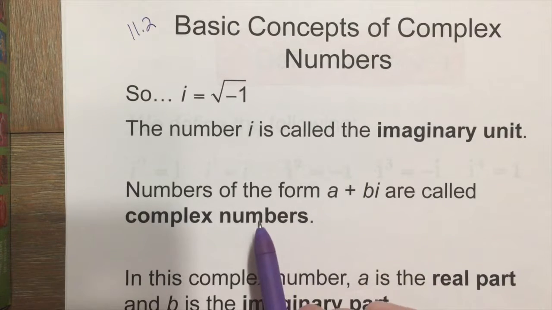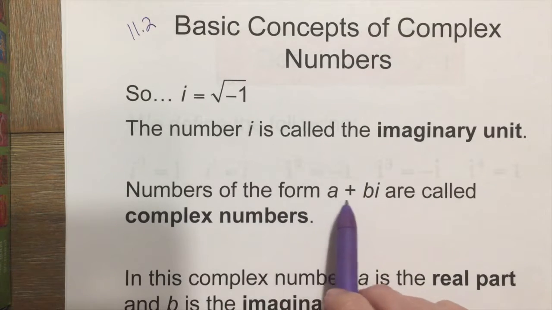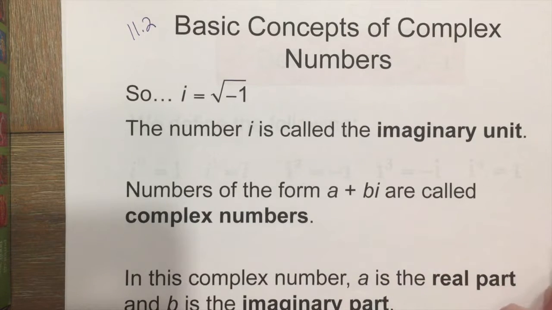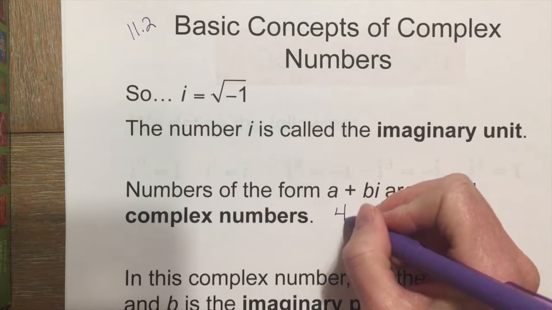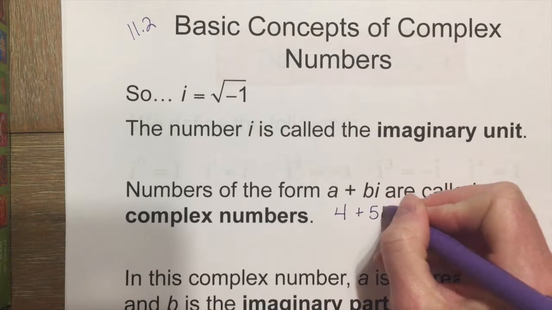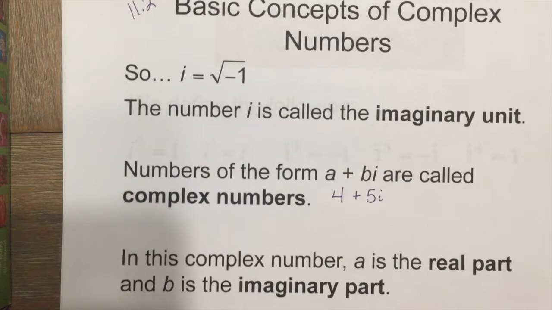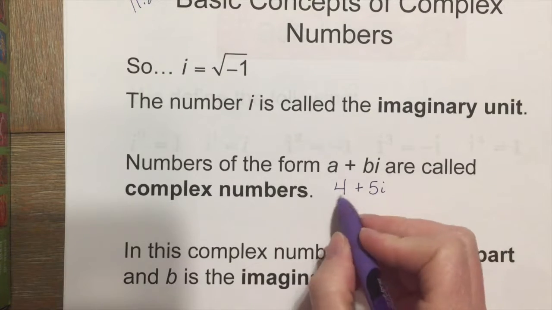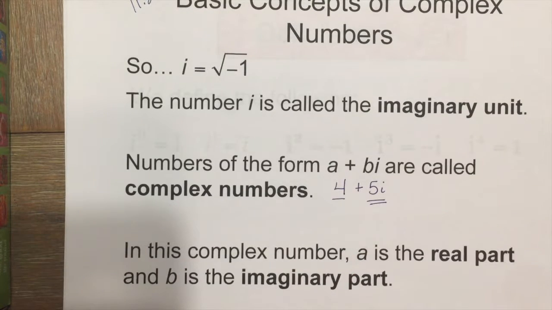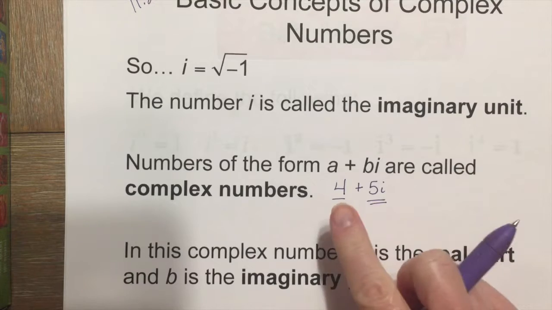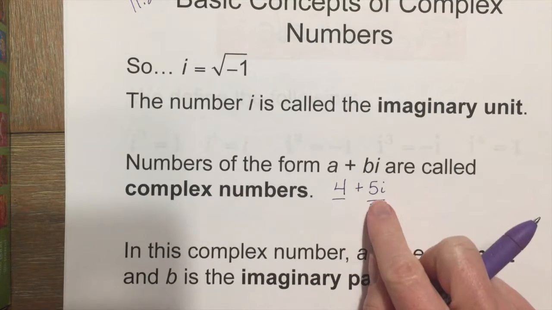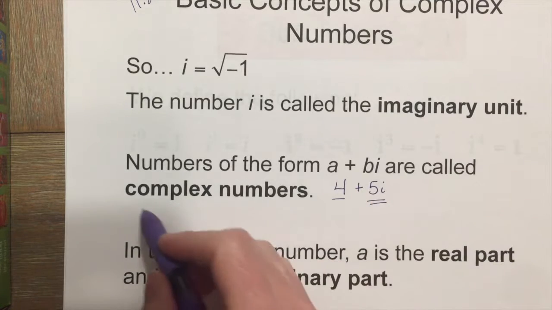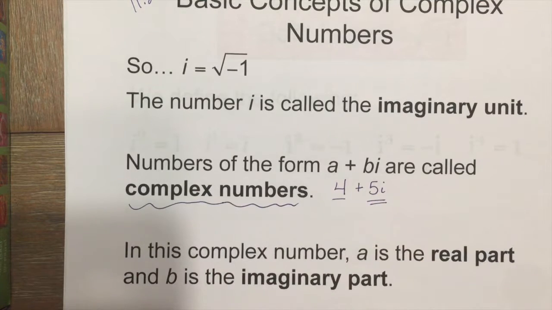And when I put numbers in the form of a plus bi, I call them complex numbers. These are numbers that are going to look like 4 plus or minus 5i, where 4 is my real part and the 5i is my imaginary part. So I have a real number plus or minus an imaginary number, and we call those complex numbers.